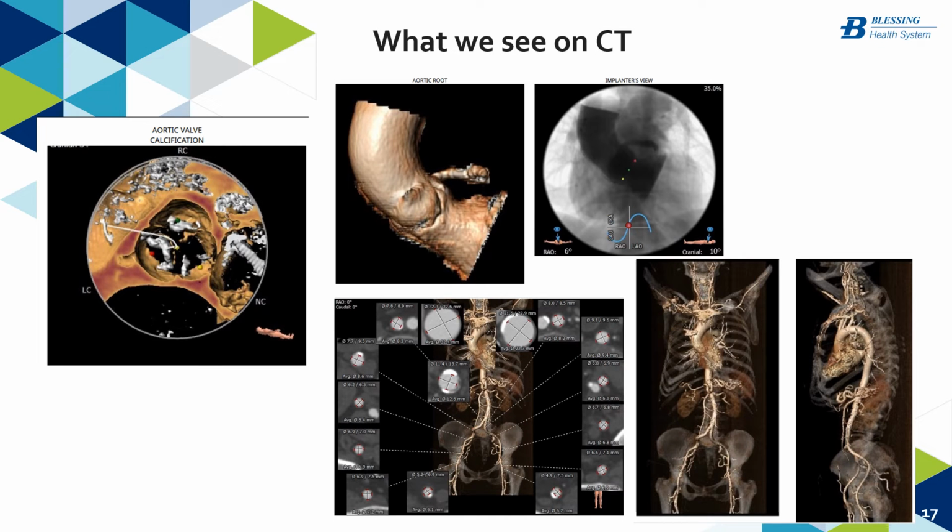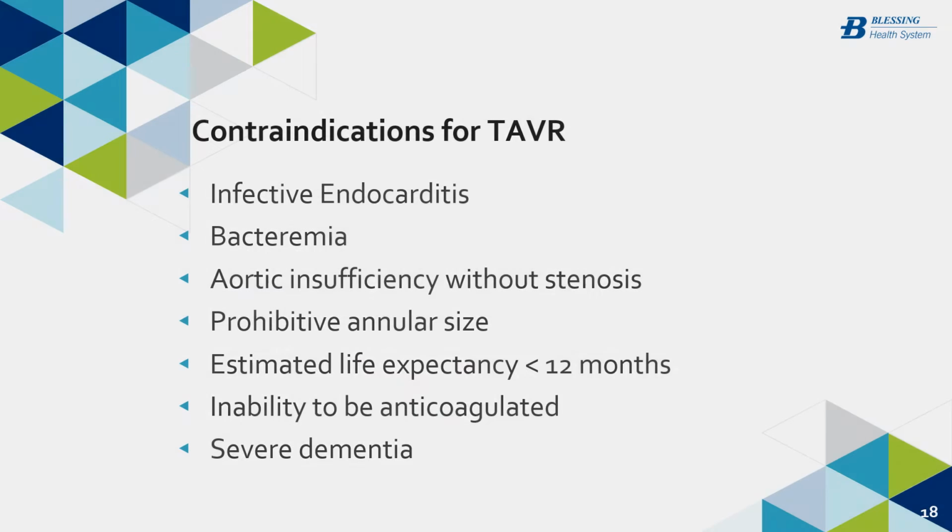So these are just some examples of what we see on the 3-month CO report we get back from the valve company. So we look at the valve, the calcium on the valve, we look at the arch angle, we look at those femoral arteries to make sure they're big enough for the size of our catheter, and to look for any bends, twists, turns, anything that would hinder us from being able to advance the catheter for the valve replacement. So when would we not do a TAVR?